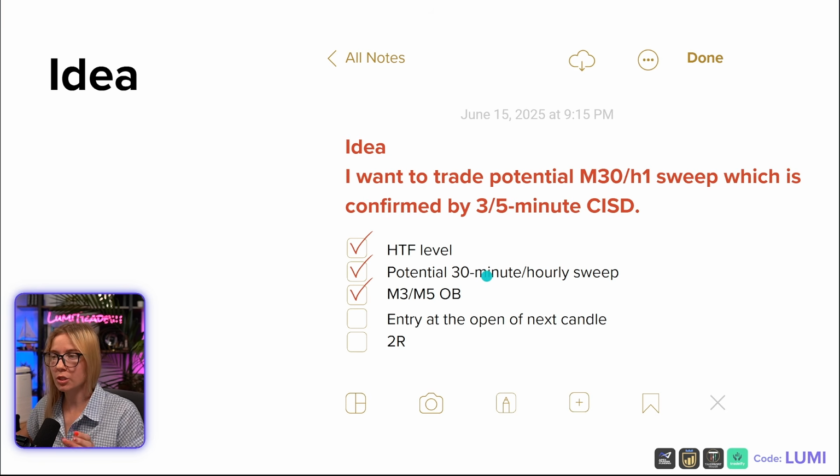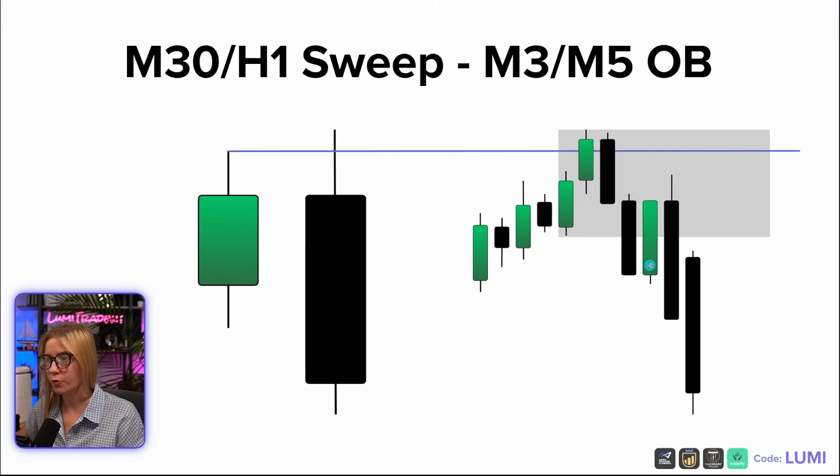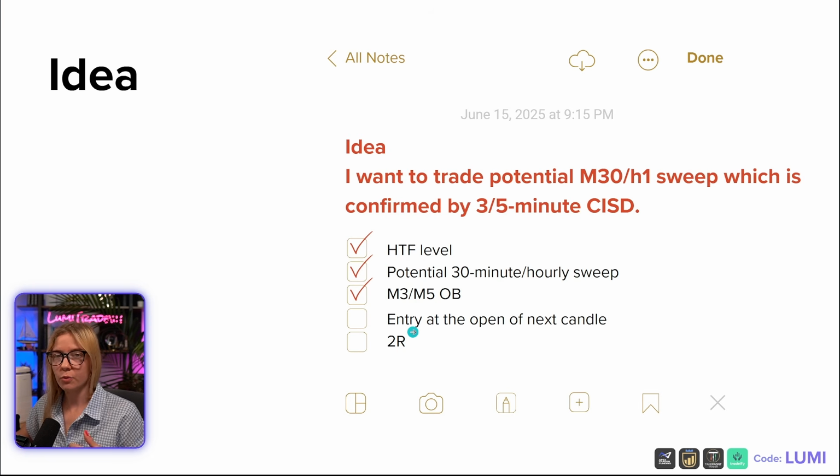Okay, high time frame level taken. We're thinking about a potential 30-minute or hourly sweep. How can we confirm this? By the 3-minute order block if it's going to be a 30-minute sweep, or the 5-minute order block if it's going to be an hourly sweep. Entry, as I said before, is going to be at the open of the next candle once we got the closure below a sequence of up or down close candles. And I'm going to aim for 2R.